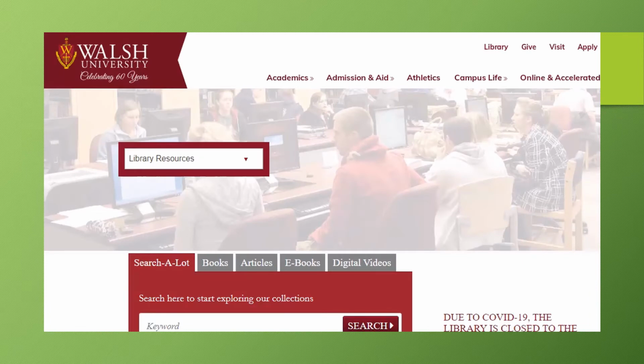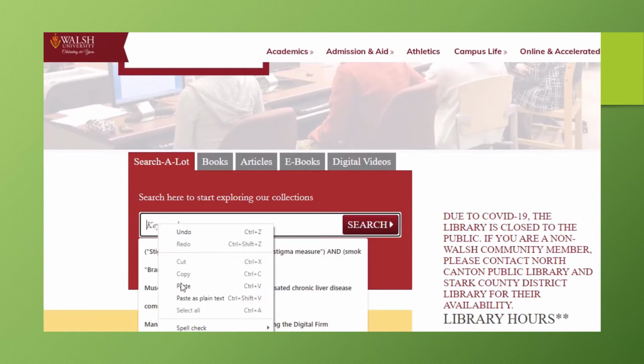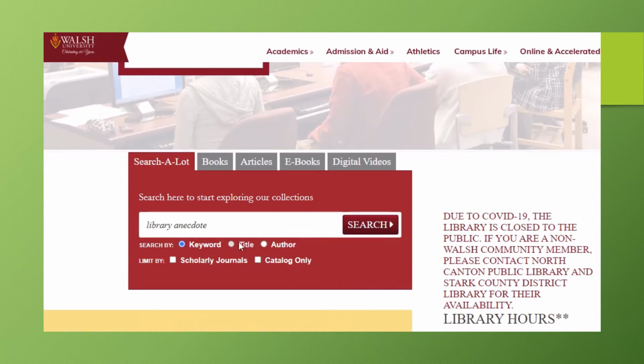Taking what I just described, I'm going to show you how a simple keyword search based around the idea of there being keywords or phrases that can connect research and writing, and show you how to be more effective in finding the controlled or indexed vocabulary you need to do better research. From Walsh's homepage, I'm going to take one of the ideas that I mentioned, library anecdote, and do a quick search in our databases.